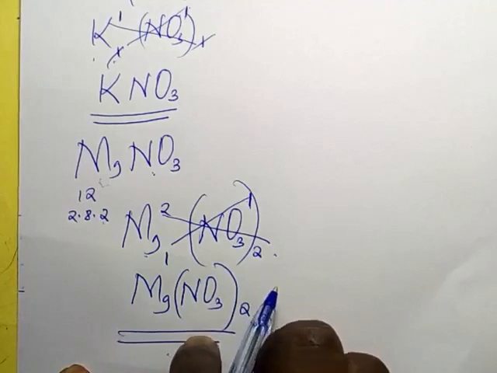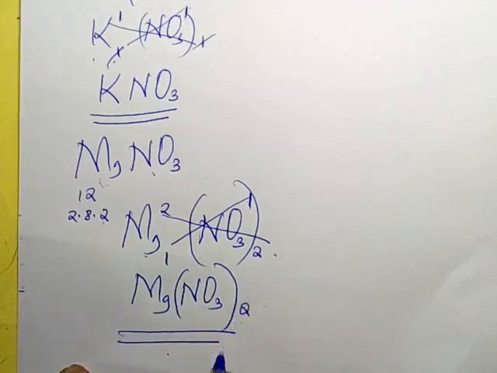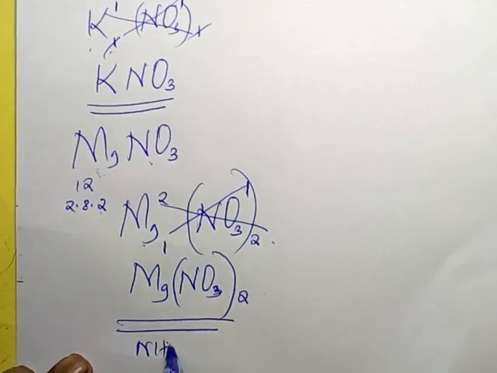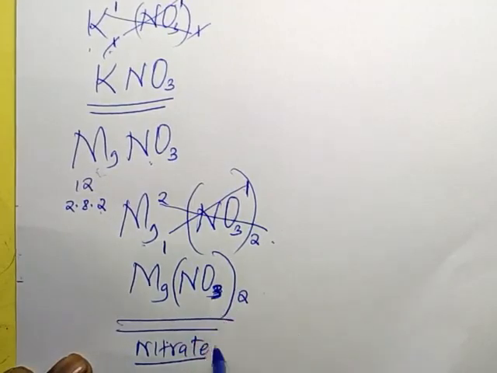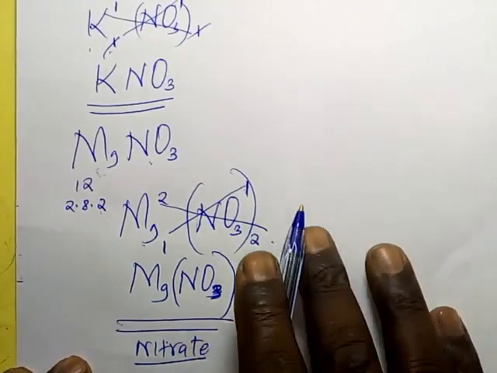Magnesium nitrate. So we have a nitrite and a nitrate. So when it is 3, it is nitrate. When we have 2 here, it is called nitrite.